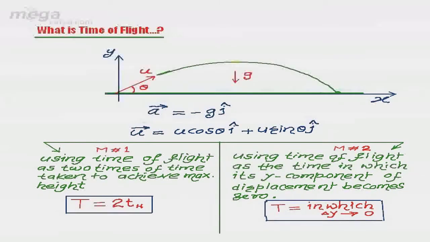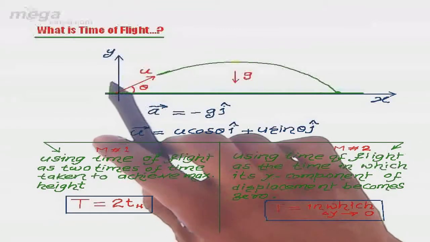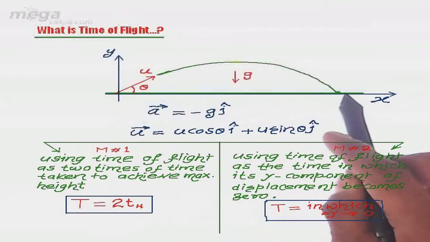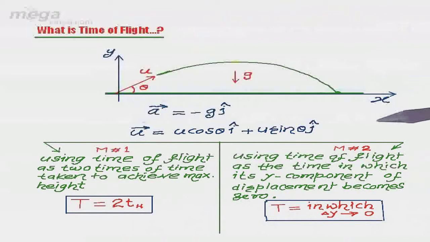So method 2 involves using time of flight as the time in which the projectile's y component of displacement again becomes 0, because at the time of throwing this projectile it was at the ground, and after one time of flight it again hits the ground, so the y component of its displacement becomes 0. So we will just find the time in which y displacement becomes 0, and that will be our time of flight.